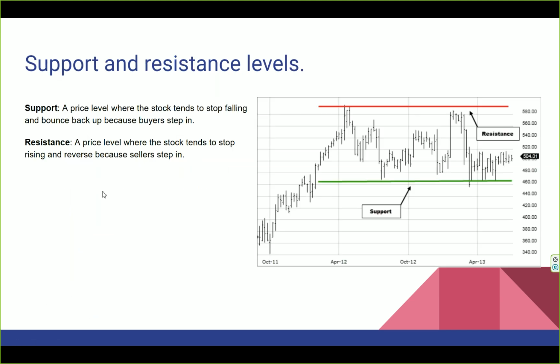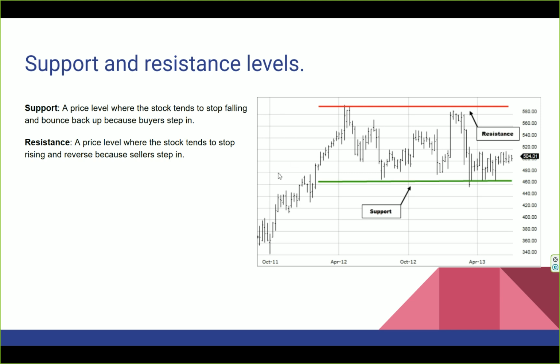Now, support and resistance. This is a more fundamental concept to look at. The support price is a price level where the stock tends to stop falling and bounces back up because buyers step in, and a resistance is a price level where the stock tends to stop rising and reverse because sellers step in and buyers become bearish and stop letting the price rise more and more.